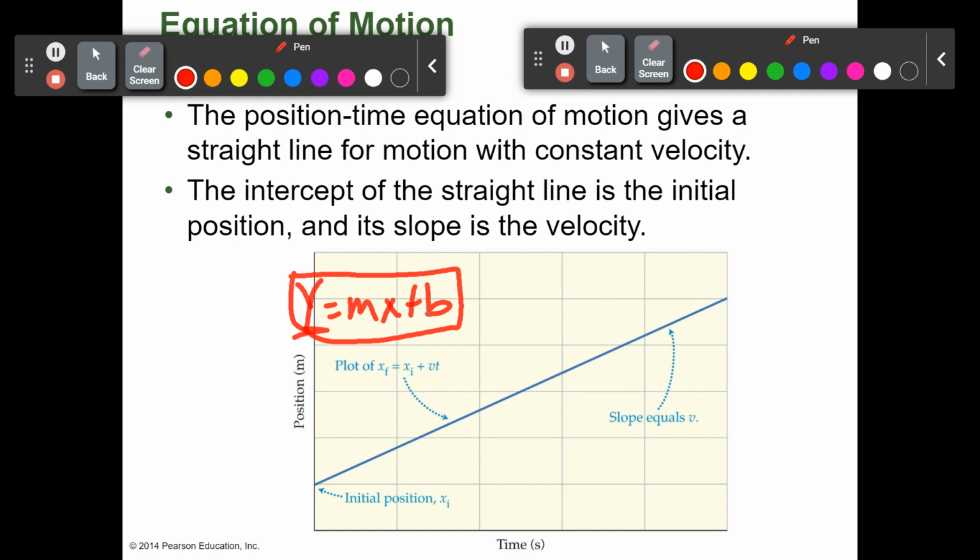So it looks very similar to a straight line graph, which is what we have, a straight line graph. So the slope of this is going to be our velocity. Okay?